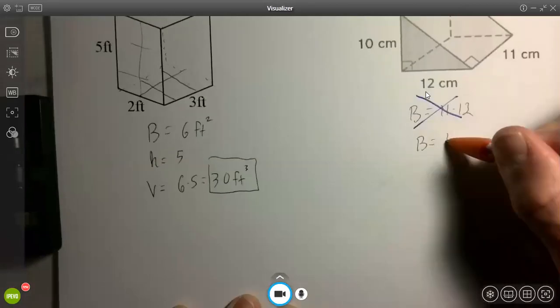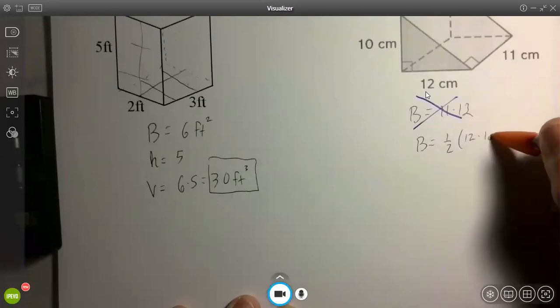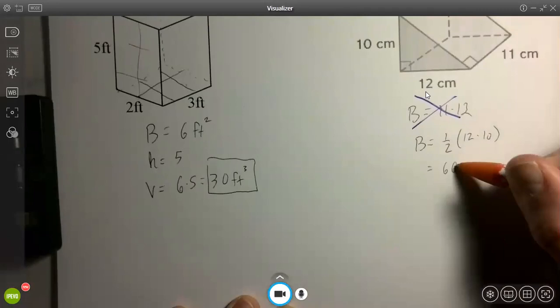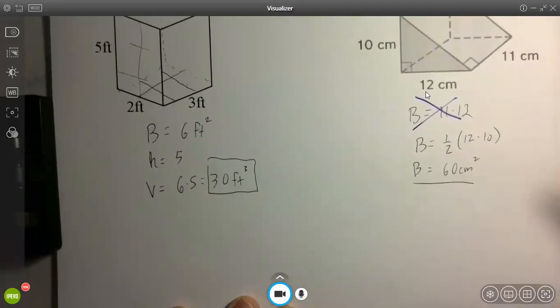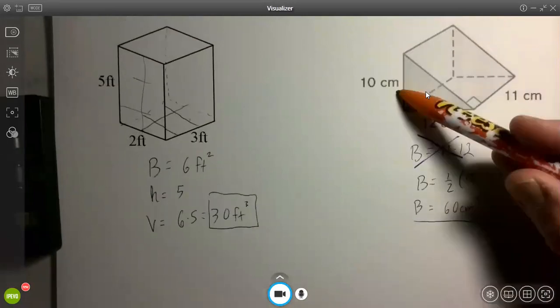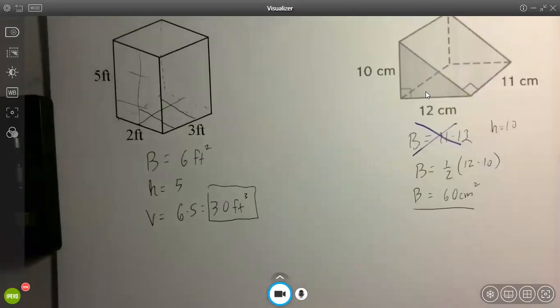Area of your base needs to be half of 12 times 10. Okay, so let's see. That's going to be 60 square centimeters. Now, the height of our prism. I know a lot of you will be very tempted to say the height is 10. No, the height is not 10. I'll write that down too. Height equals 10. I don't think so.